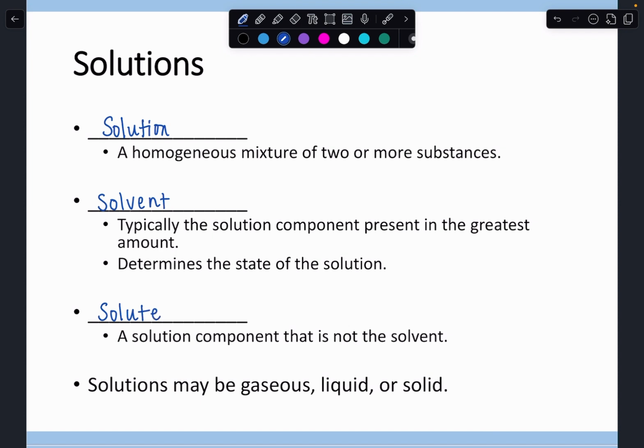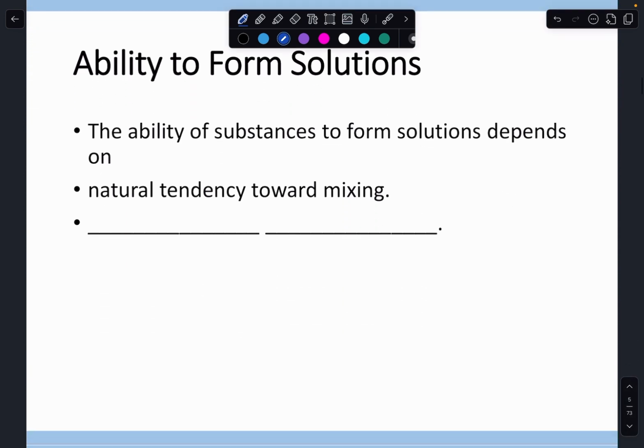So that is a solution component that is not the solvent. That would be sodium chloride in the example that we've looked at. And then again, solutions can be gaseous, liquid, or solid. We're going to talk about each of those in this section. But first, a substance's ability to form solutions.